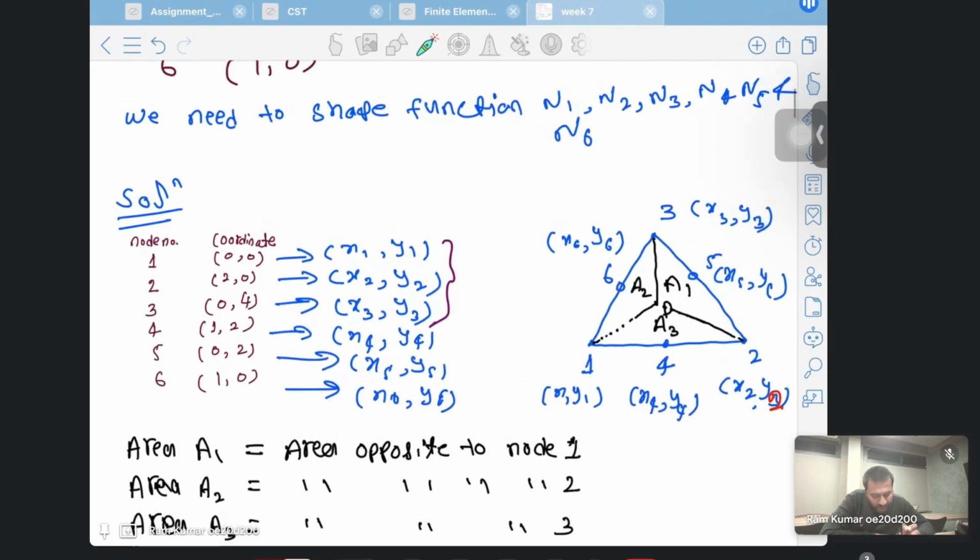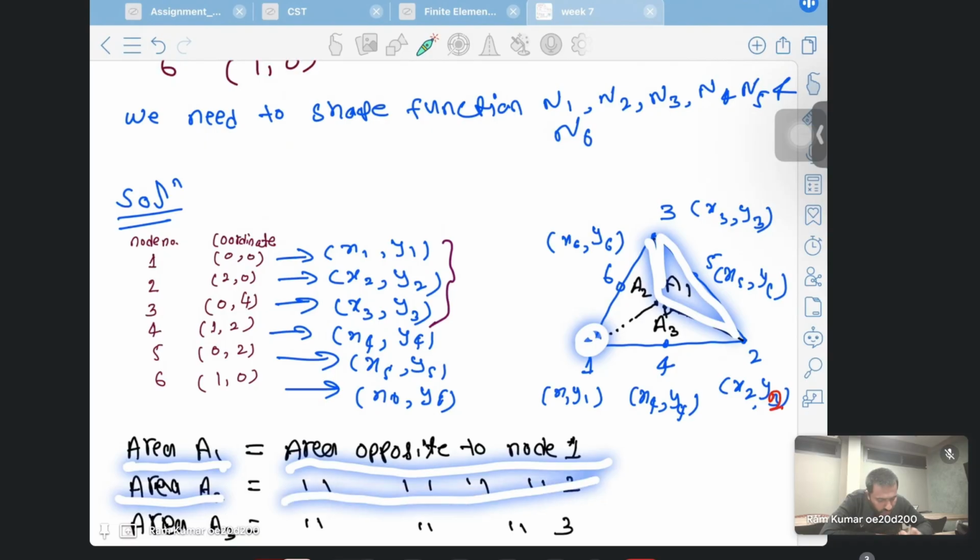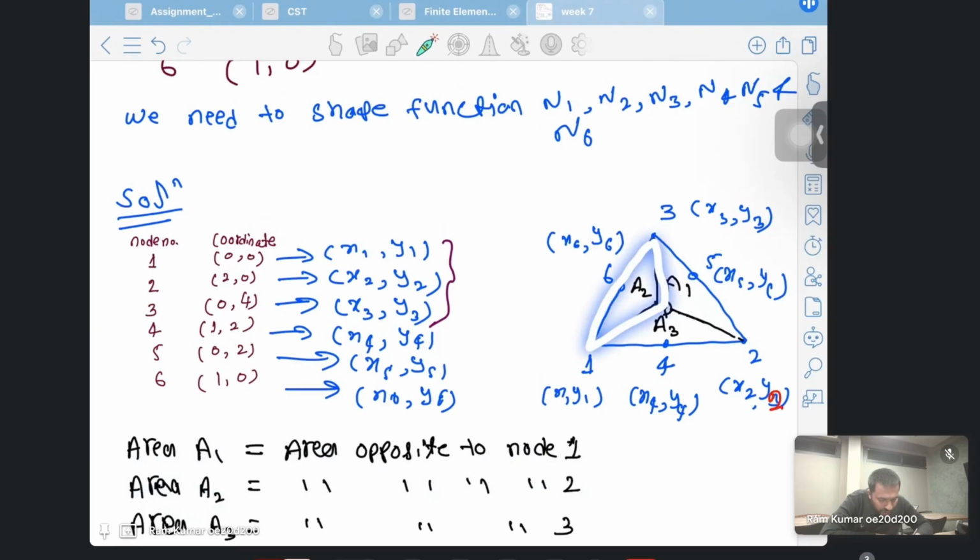Then we have to find A1, A2, A3. These are the areas A1, A2, A3. So what is the area A1? Area opposite to node 1. So the area opposite to node 1 will be your A1. What is A2? Area opposite to node 2. This will be your area A2.